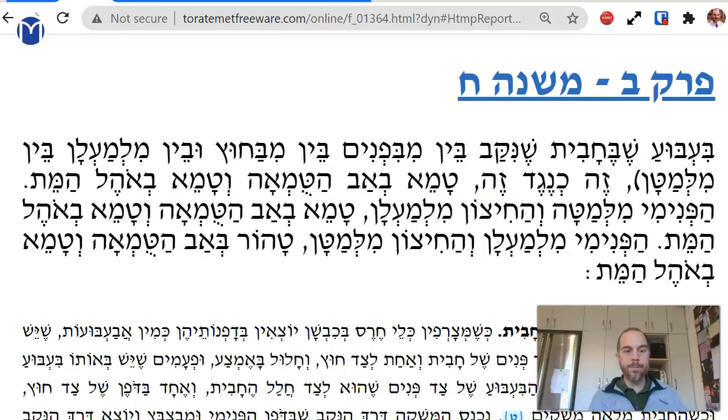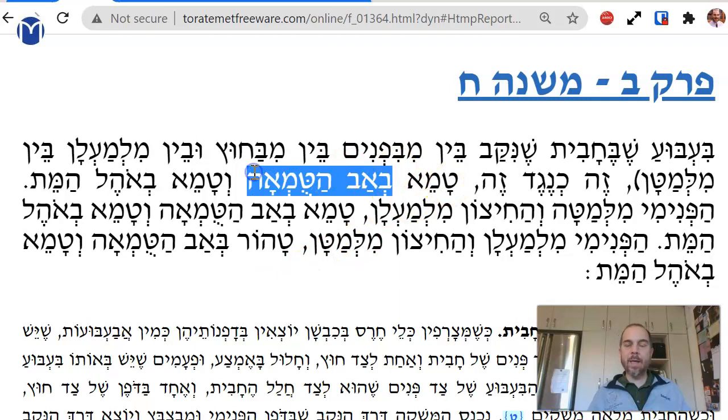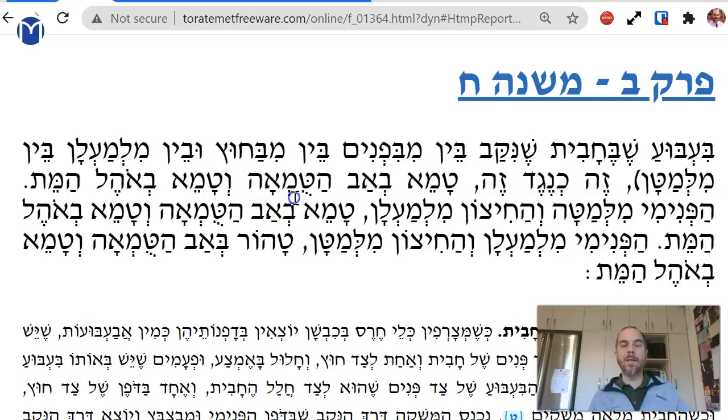The Gati explains that it's not just avatuma. Obviously we're talking about Masechet Tvul Yom, so the rule applies to Tvul Yom as well. And the reason we're talking about avatuma is because in the last part of the Mishnah, we're going to have a kula that applies even to avatuma. Hapnimi milimata, vachitzon milimala. If the inside one is down and the outside one is above, tamei be'avatuma v'tamei be'oel hamet.